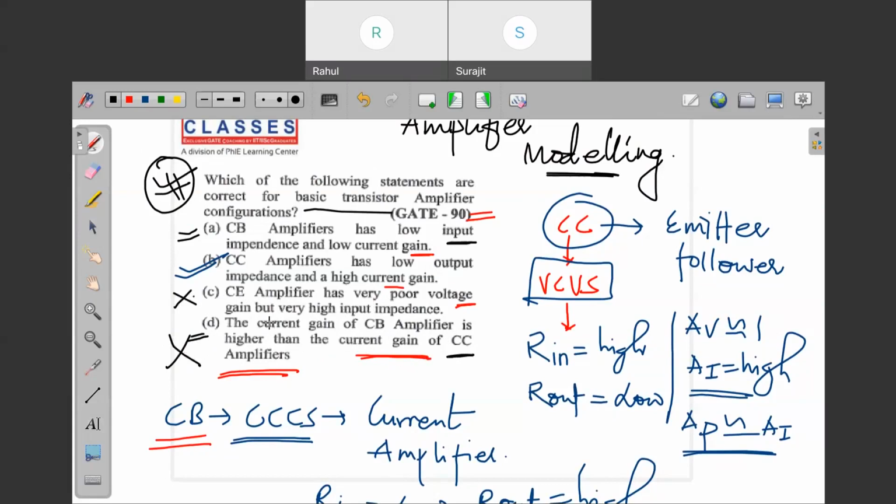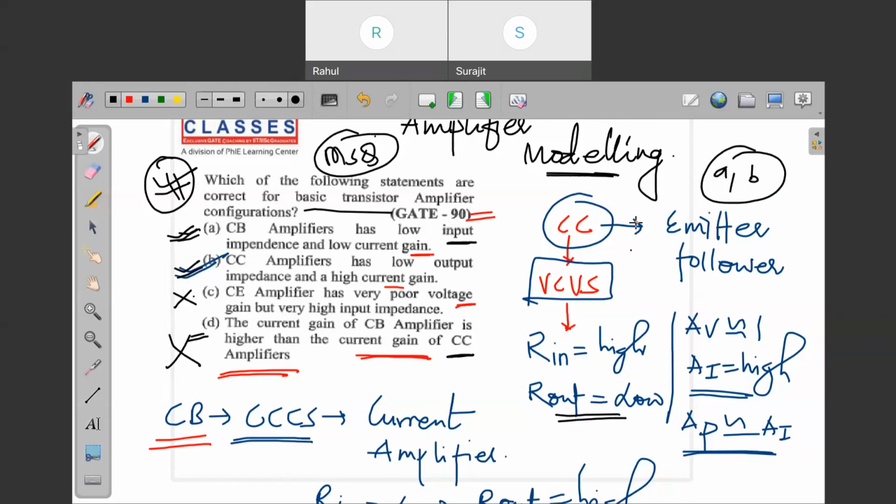Because common emitter has input impedance, output resistance and gain, everything in the intermediate range. So option A and option B are correct for this question. I hope this is clear for everyone. This is an MSQ, multi-answer question. If you know these discussions, you can easily answer the question. So Surajit, have you understood this question?